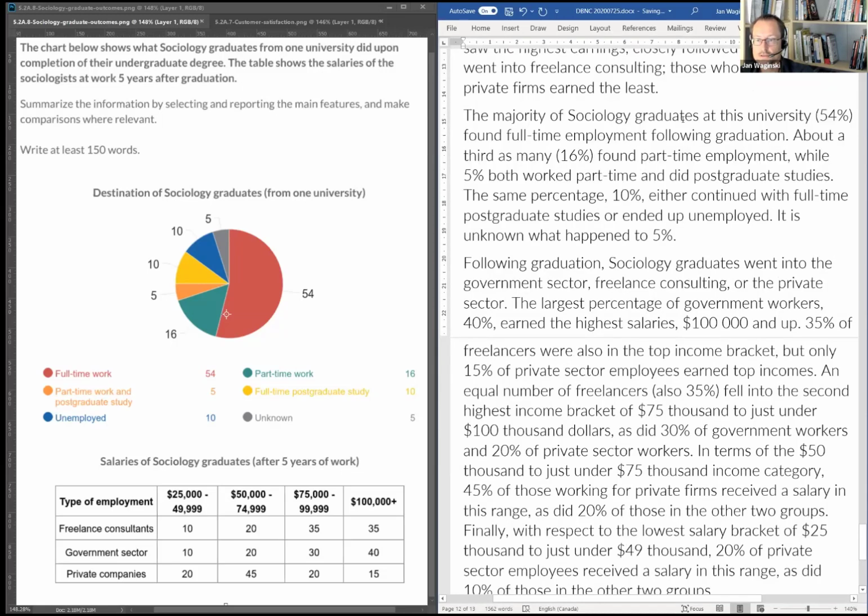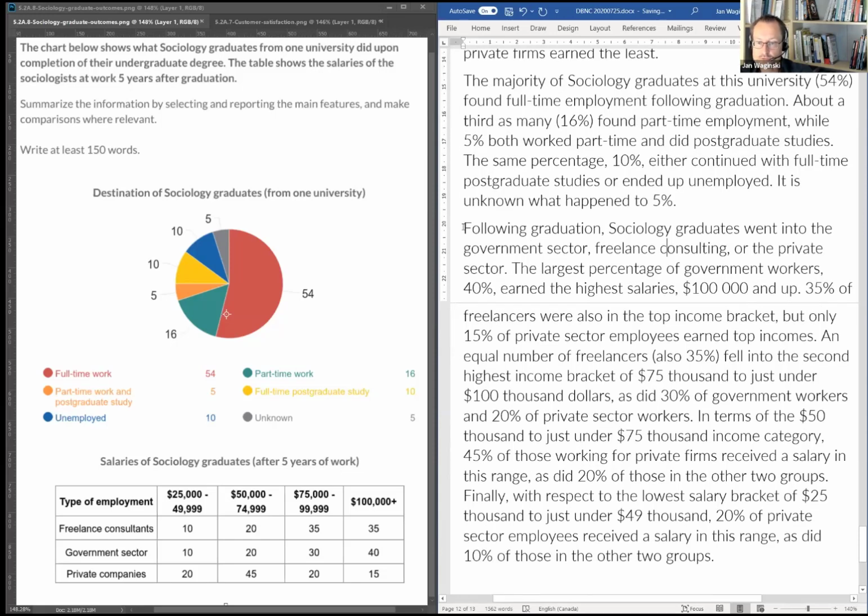The majority of sociology graduates at this university (54%) found full-time employment following graduation. About a third as many (again in brackets) found part-time employment, while 5% both worked part-time and did postgraduate studies. The same percentage, 10%, either continued with full-time postgraduate studies or ended up unemployed. It is unknown what happened to 5%. Following graduation, sociology graduates went into the government sector, freelance consulting, or the private sector. So we've got a general introductory sentence.